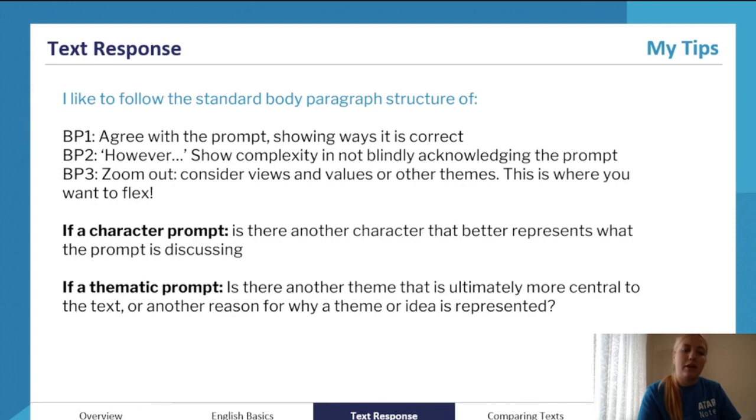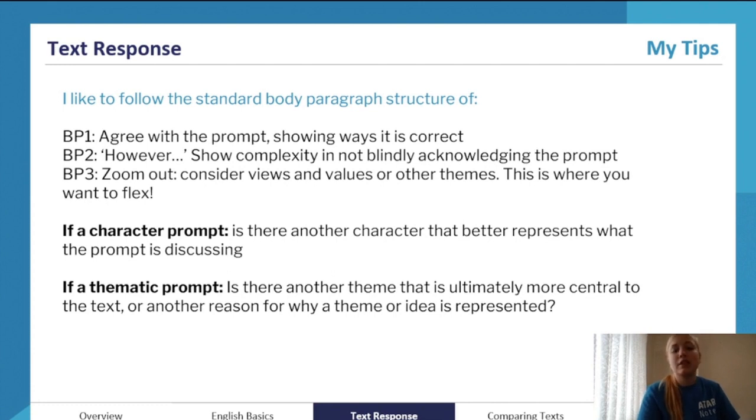So you're building on top of your first argument in your second argument and adding that layer of complexity. And in your third body paragraph, you would zoom out and consider views and values or other themes. Is there something that better represents X theme or X character? And this is where you want to flex your knowledge and understanding. So, with these ideas, if it's a character prompt for body paragraph 3, you could look for another character that better represents what the prompt is discussing.